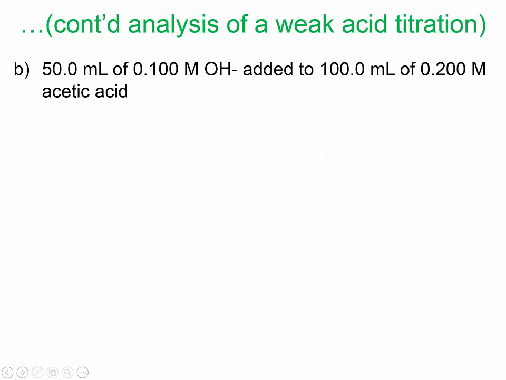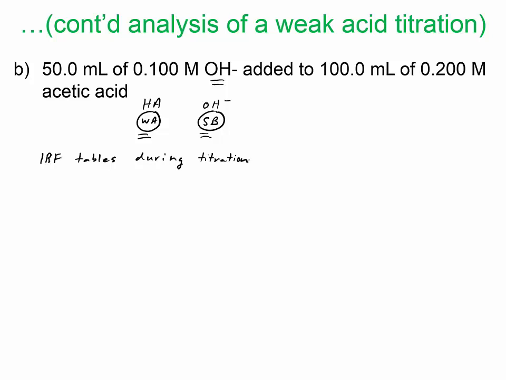Okay, point B, some base has been added. So now the species present: we have a weak acid, and now we have NaOH, so we have OH minus, a strong base. So we have a weak acid and a strong base. So here we have to do an ICE table. And remember, with ICE tables during titrations, you're almost always working with milliliters, so use millimoles. It's so much easier.